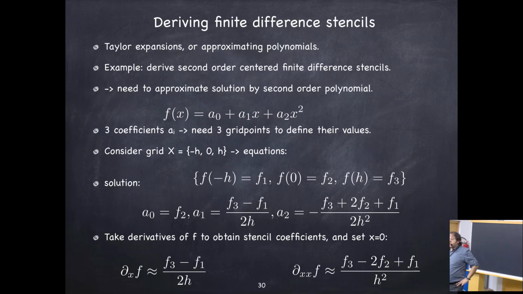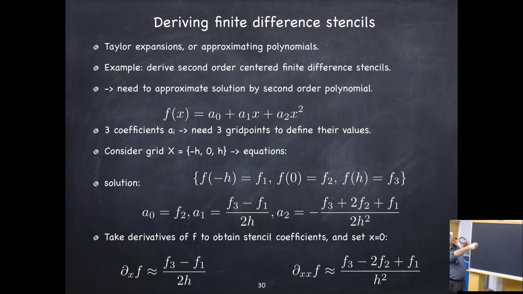Let's do some kind of Taylor expansion now to second order. So this is our function f of x, very simple. We have three coefficients, a0, a1, and a2. So in order to determine them, we need 3 grid points to define their values. Let's make them equispaced. And so let's make our grid minus h, minus delta x, 0, and h. And see what equations we get. So now we say that f of minus h is f1, and f of 0 is f2, and f of h is f3. And now we solve. With this input, we solve for the coefficients, and we find some formulas for the 3 coefficients.